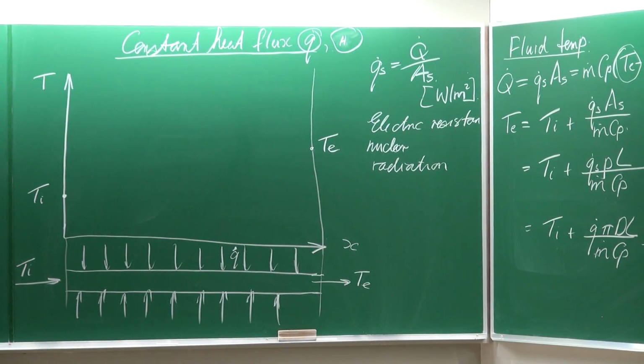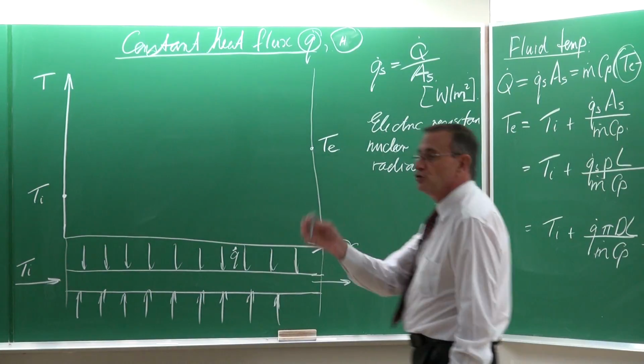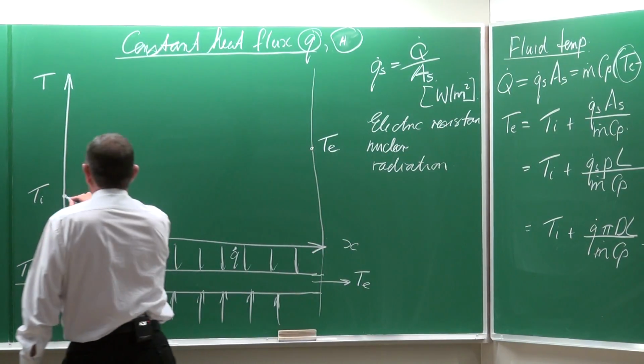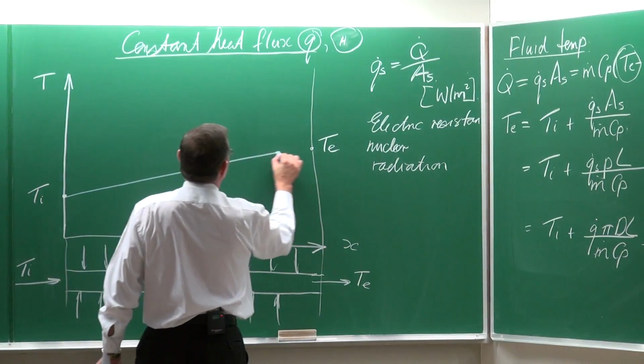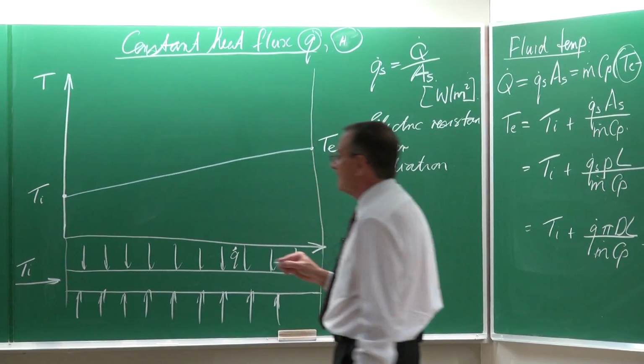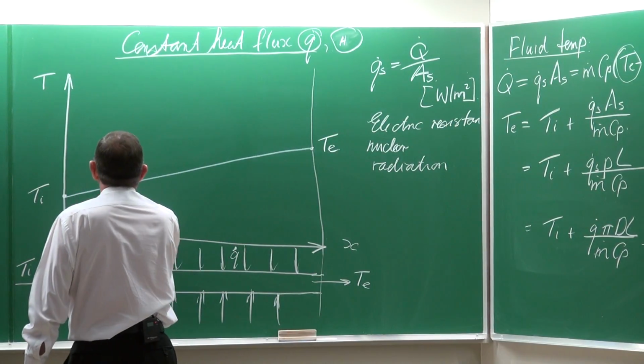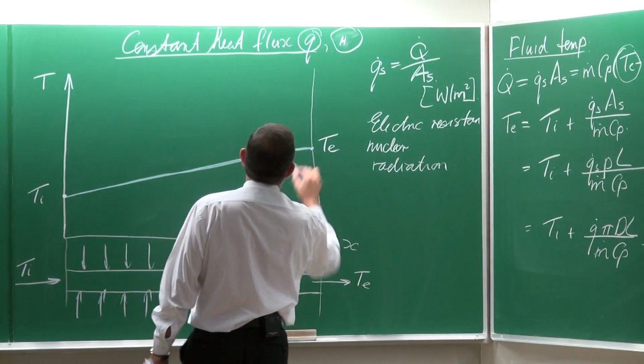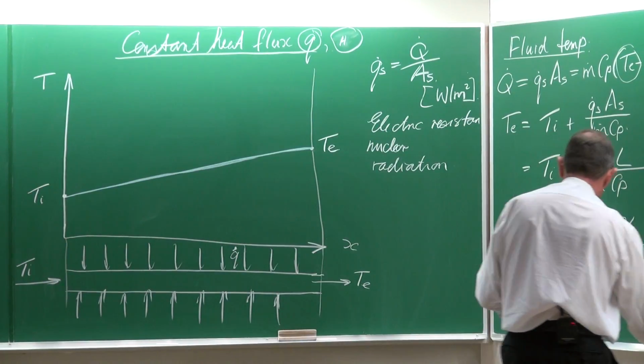So to indicate the fluid temperature, I'm going to use blue. It means that the solution is a straight line for the fluid. The average fluid temperature is doing that. It increases linearly.